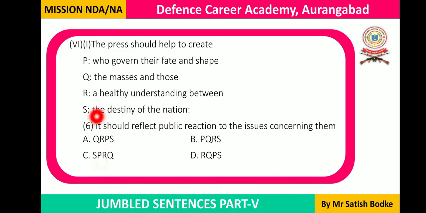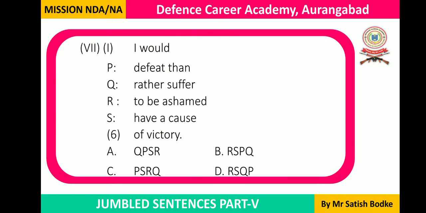So our correct sequence forms to be, R is in the beginning, a healthy understanding between the masses and those who govern. RQP and then S. RQPS, where is it? RQPS is option D. Again, option D is the answer. Now let's go to the next question. This is question number 7. Okay, it's a very small sentence, not so lengthy.